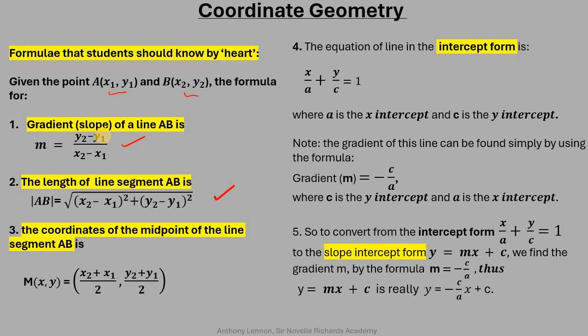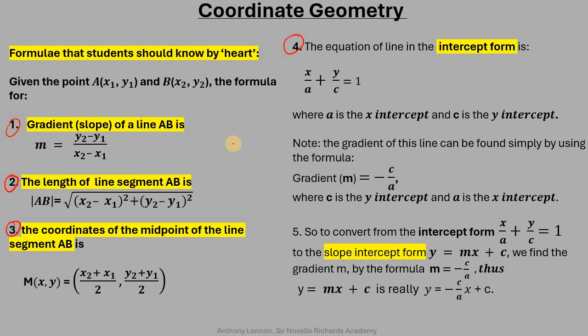Now, these are the formulae that you would want to know by heart. Given 2 points A and B, and you have the coordinates of these 2 points, then you can find the gradient, the length of the line. You can find the coordinates of a midpoint between two points again, and you can also find the equation in the intercept form. Again, you can read through these notes as well.